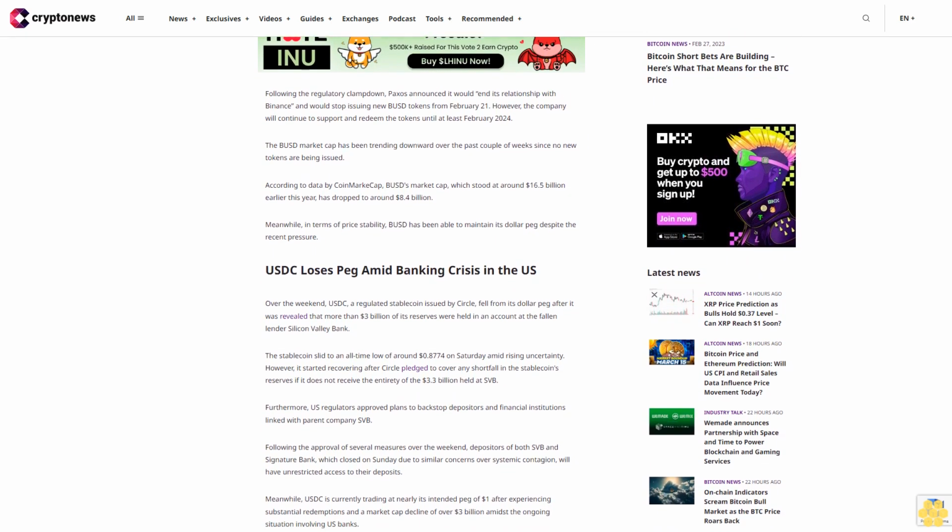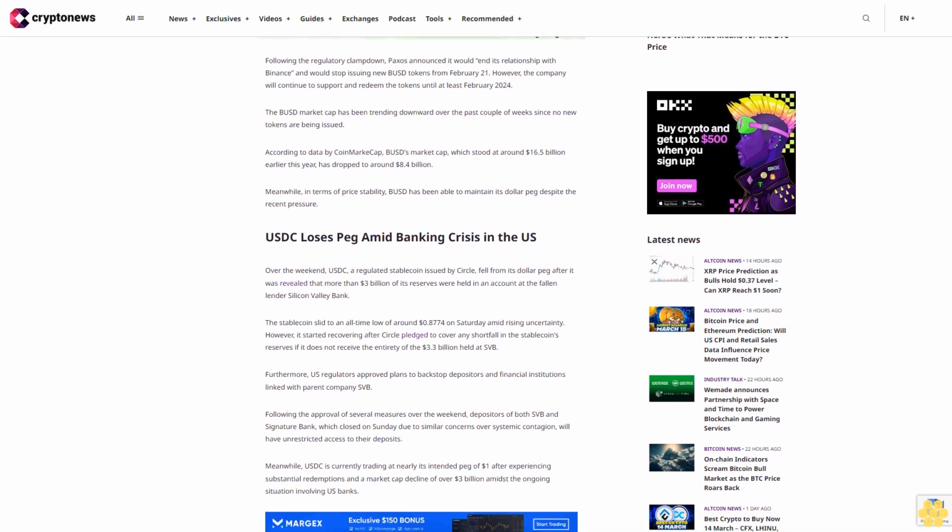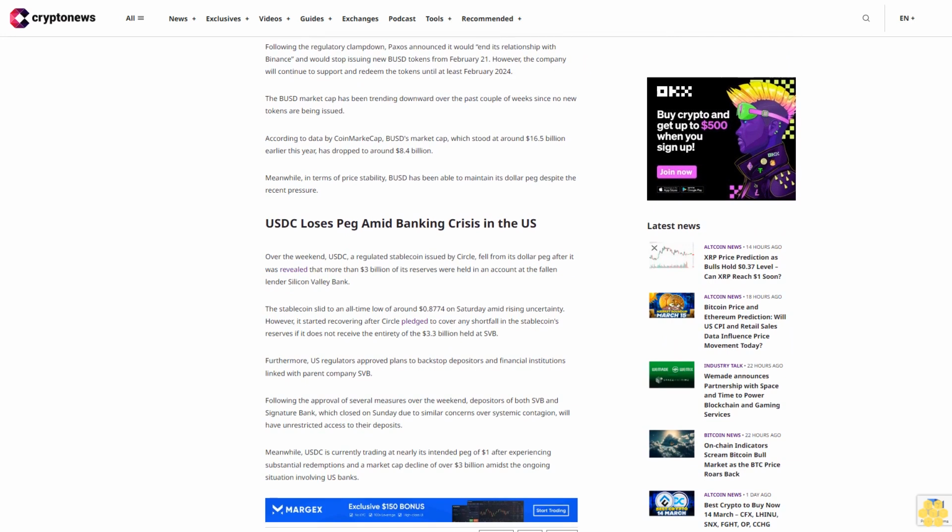However, it started recovering after Circle pledged to cover any shortfall in the stablecoin's reserves if it does not receive the entirety of the $3.03 billion held at SVB. Furthermore, U.S. regulators approved plans to backstop depositors and financial institutions linked with parent company SVB.